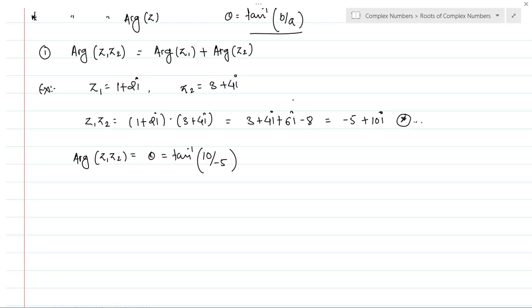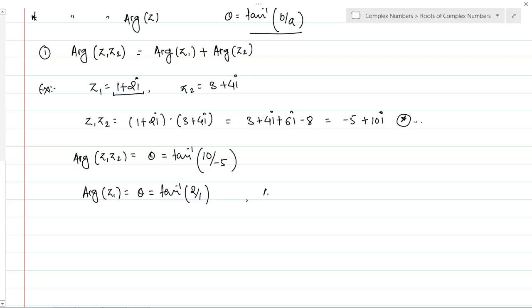What is z1 complex number? It is 1 plus 2i. Tan inverse in bracket 2 by 1. Exactly, very good. So, see, this is the z1. So argument of z1, which is nothing but theta, equals tan inverse of 2 by 1.